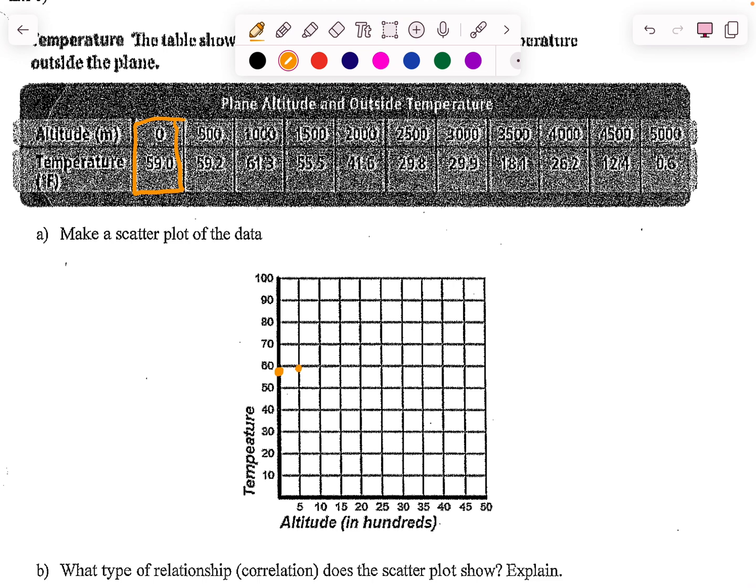It's going 59.2. Then we have 1,000, 61.3. 1,500, 55.5. 2,000, 41.6. 2,500, 29.8. 3,000, 29.9. 3,500, 18.1.